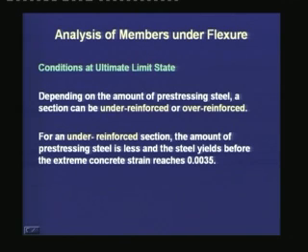Depending on the amount of prestressing steel, a section can be under reinforced or over reinforced. For an under reinforced section, the amount of prestressing steel is less and the steel yields before the extreme concrete strain reaches 0.0035. That means the concept is similar to reinforced concrete, where we had learned that an under reinforced section means that the steel will yield before the concrete reaches its ultimate strain. Here also we are saying that the steel will have substantial yielding before the concrete reaches its ultimate strain.